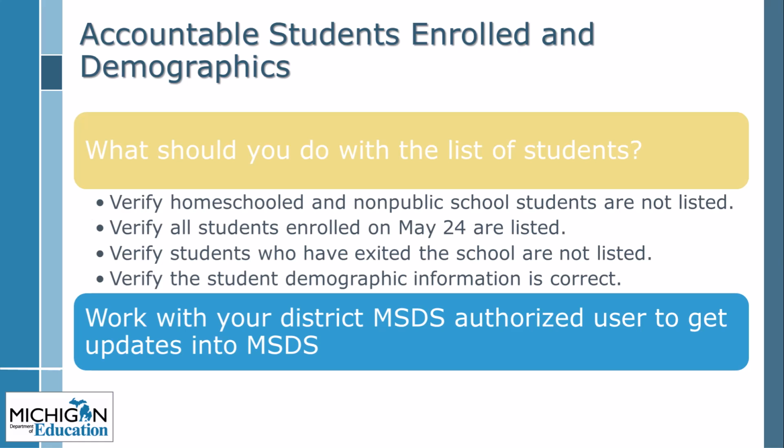Verify that students who have exited the school are not listed. And finally, verify student demographic information is correct. If you find errors or information that needs to be updated, you will need to work with your district MSDS authorized user to get those updates in MSDS. If you don't know who your MSDS authorized user is, again, you can find that information on the secure site on the District and School Contacts page under the Assessment Registration dropdown.